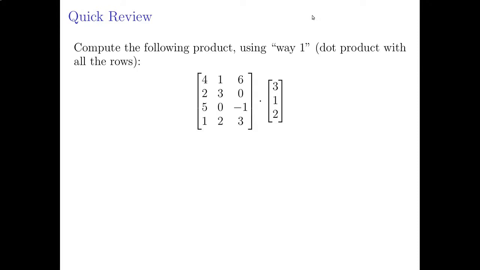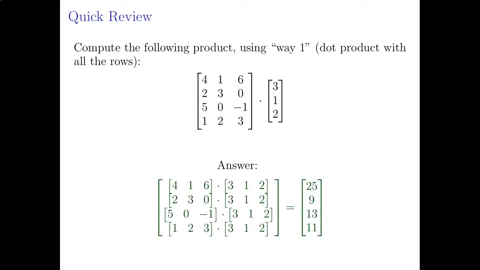Let me do it this way then. Let me give a 3 by 1 vector that we're multiplying this by. Way 1: think of this as the dot product of the vector with all the rows, and compute the answer. What do you get? You should have gotten this, 25, 9, 13, 11. And that's because we take each row, like 4, 1, 6, and dot product that with 3, 1, 2. So 4, 1, 6 dotted with 3, 1, 2 gives you 25. 2, 3, 0 dot producted with 3, 1, 2 gives you 9. All the way down, you end up getting that answer there.